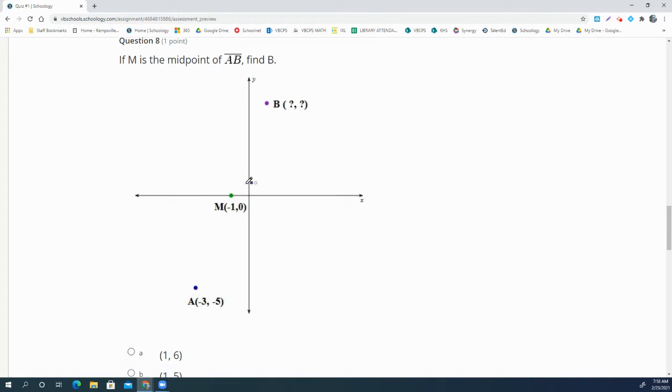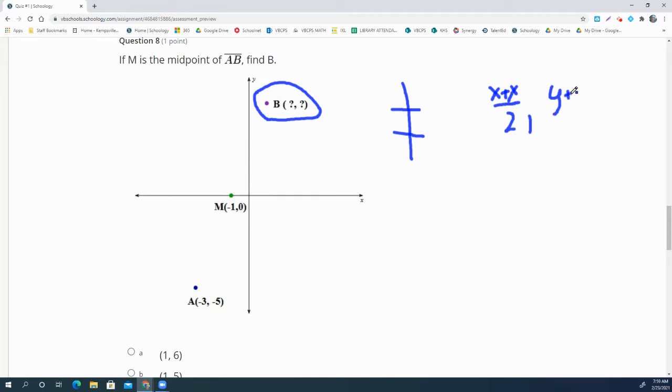M is the midpoint. So M is the midpoint, and A is an endpoint. I'm looking for another endpoint. So do I use the chart, or do I find the average? It is the chart. Why is it the chart? Because I'm finding the endpoint. Okay, questions on that?